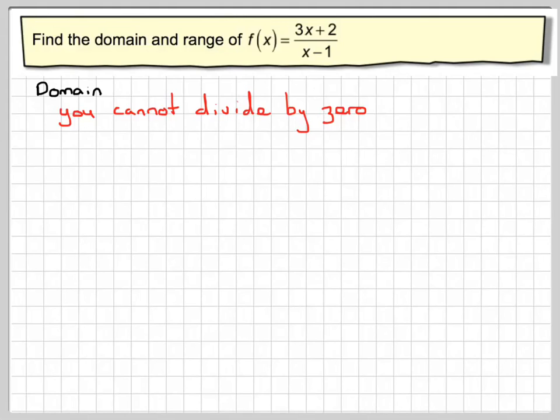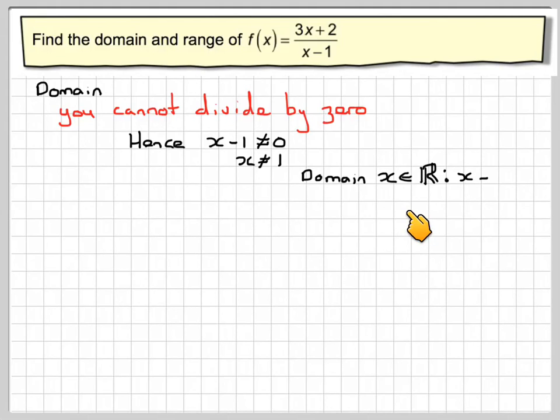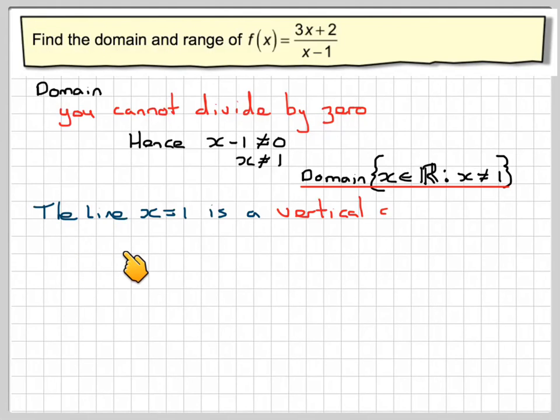Well, I get 0. Well, that means that x minus 1 cannot be equal to 0, therefore x cannot be equal to 1. It doesn't matter whatever other value of x I put in, I will get a value. So the domain is x belonging to every single real number except the one where x is not equal to 1. The line x is equal to 1 is actually called a vertical asymptote.